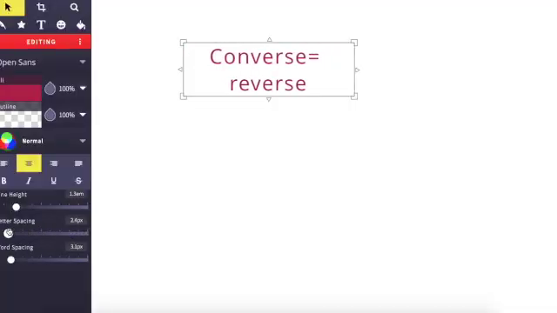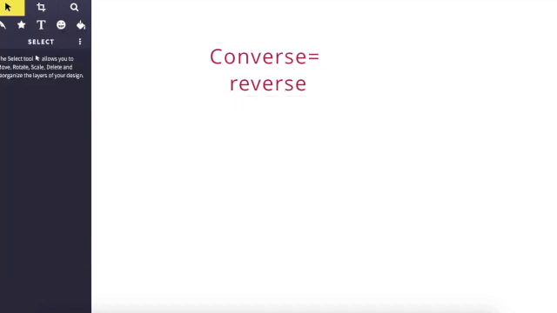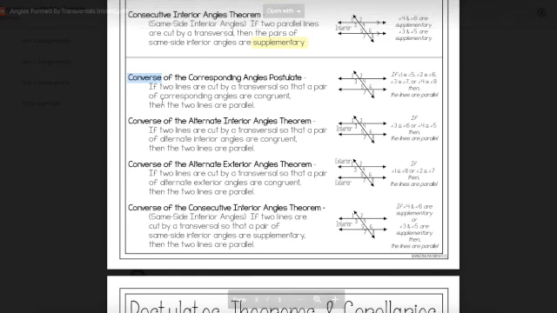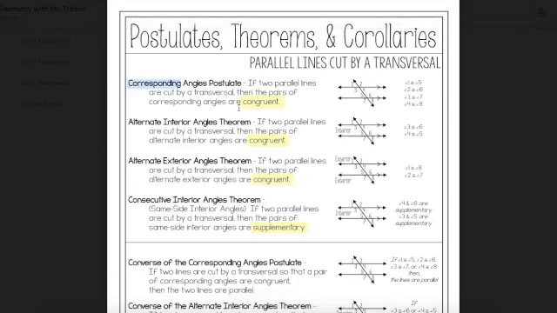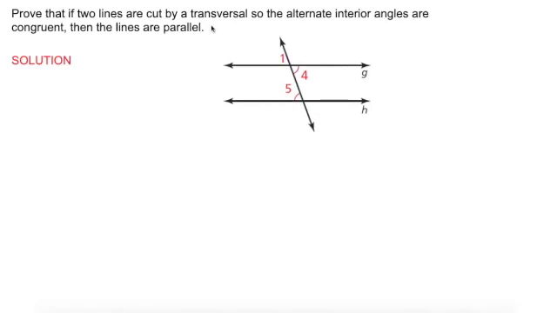So if I'm going to look at the converse of something, I'm going to say, well, if I have corresponding angles, if those angles are congruent, then that means my lines are parallel. Whereas my original statement, the corresponding angles postulate, tells me that if my lines are parallel, then my corresponding angles are going to be congruent. So they go kind of back and forth. Let's go ahead and look at an example.